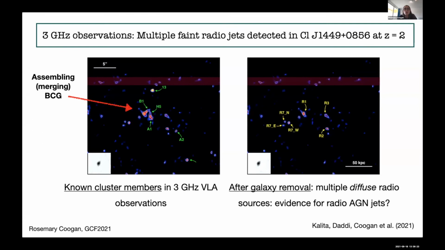So we model all of the galaxies in the field of view. So this is using HST catalogs, cluster members and non-cluster members, all of our ALMA sources. And when we subtract everything, this is what we have on the right-hand side. So we have lots of sources here, these that are labeled with R and in the yellow throughout the rest of the figures. And these are all at greater than 3.5 sigma significance. So we think, okay, what have we got?